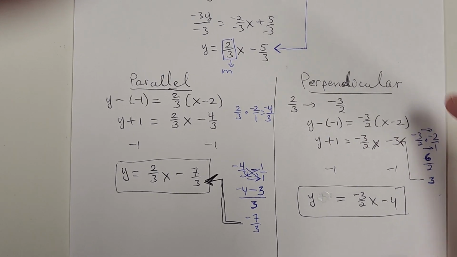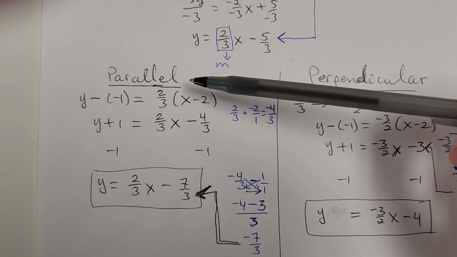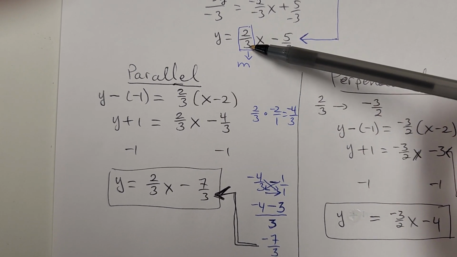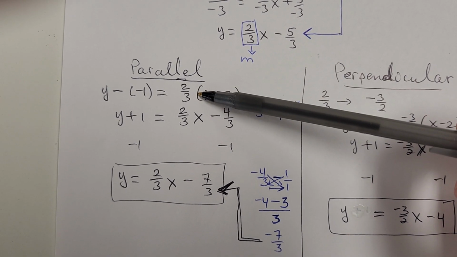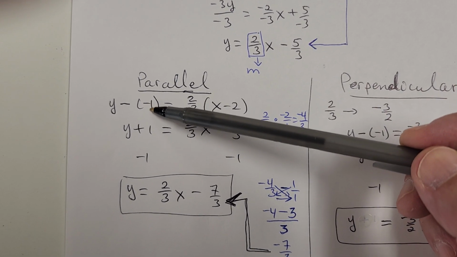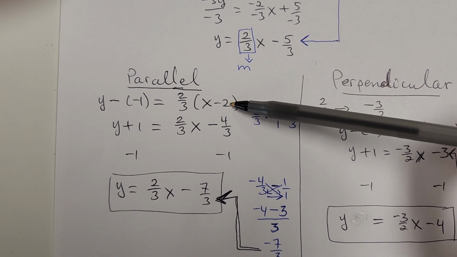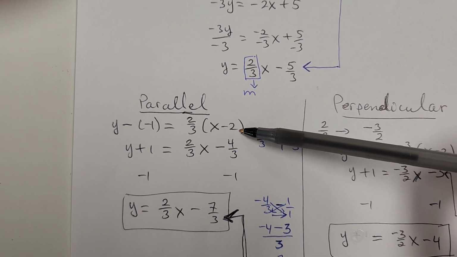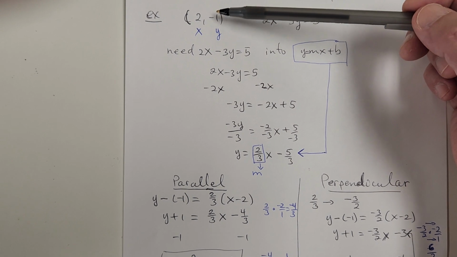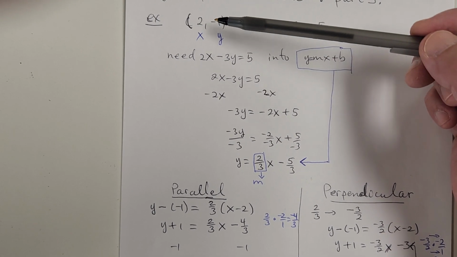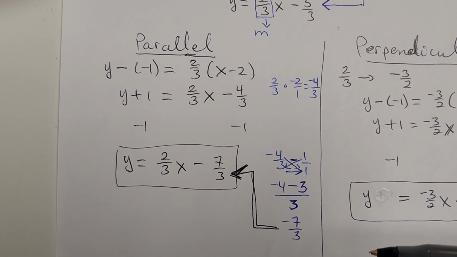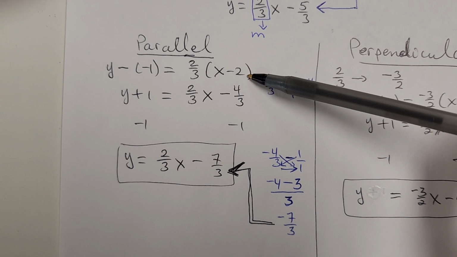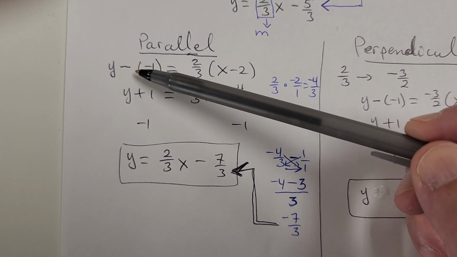Okay, so here we go. For the parallel line, again, by definition of parallel, make sure you use the same slope, which is the 2/3. This is my y1, this is my x1. Where did I get the negative 1 and negative 2? From the given point here. So this is my x1, this is my y1. Now all we have to do is just plug into the formula.